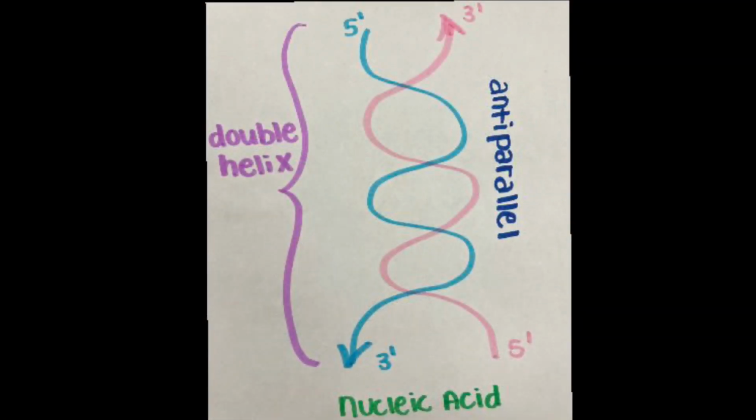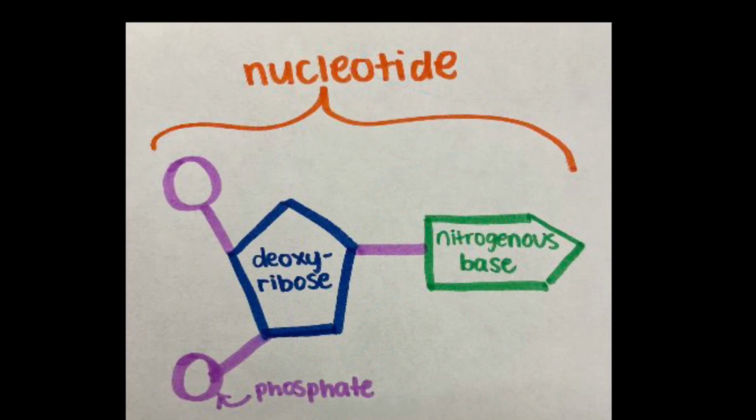DNA has an anti-parallel structure, meaning that both strands run in opposite directions. These strands twist together to form a double helix, and the backbone is made up of linked deoxyribose and phosphates. Nucleic acids are formed from joined nucleotides, and each nucleotide is made up of a deoxyribose sugar, a phosphate, and a nitrogenous base.